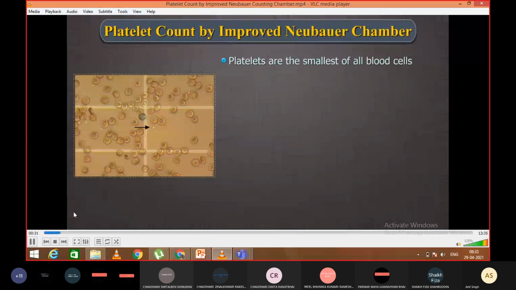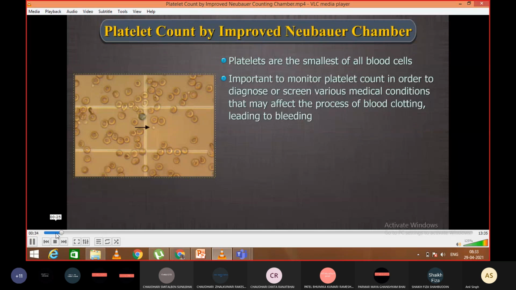Platelets are the smallest of all blood cells. It is important to monitor platelet count in order to diagnose or screen various medical conditions.